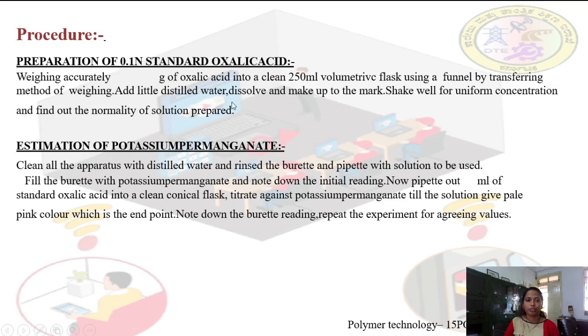Next, after the preparation of oxalic acid, we are going to estimate the potassium permanganate. Clean all the apparatus with distilled water and rinse the burette and pipette with the solution to be used. Fill the burette with potassium permanganate and note down the initial reading. Now pipette out 25 ml of standard oxalic acid into a clean conical flask. Titrate against potassium permanganate till the solution gives a pale pink color, which is the end point. Note down the burette reading. Repeat the experiment for agreeing values.